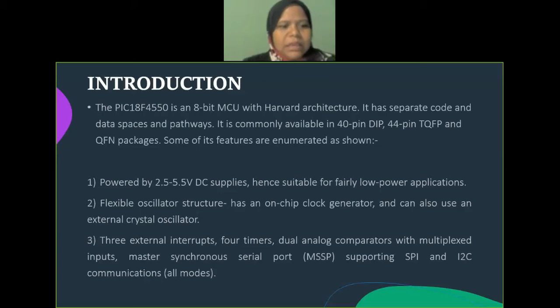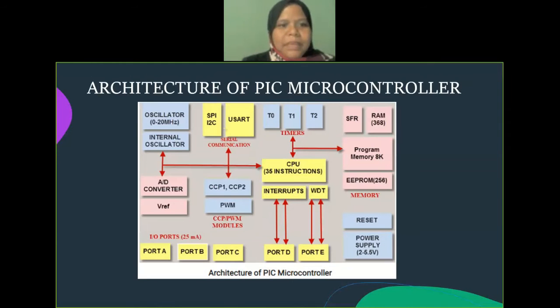As we can see here, these are some of the features of PIC 18. It is powered by 2.5 volt to 5.5 volt DC supplies, so it's suitable for low power applications. It also has a flexible oscillator structure. Next. So here, this figure is the architecture of the PIC microcontroller.